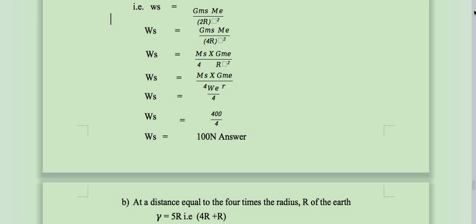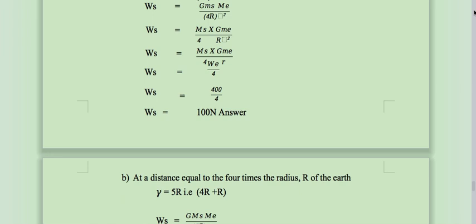Remember, we are left with the mass of the satellite all over 4. Equating with the weight of the satellite, that gives us 400 all over 4. We end up having 100 Newton as the weight of the satellite.